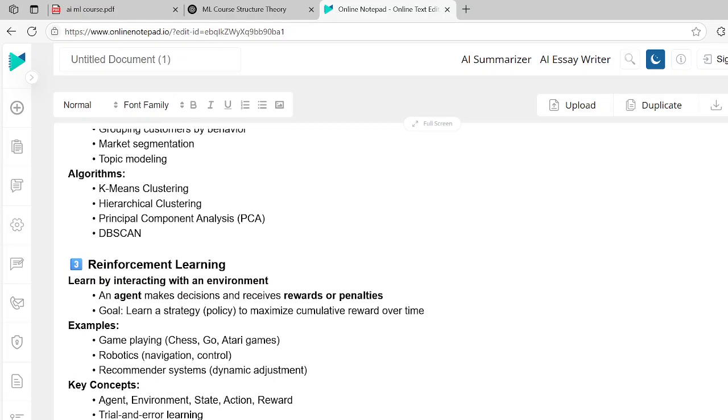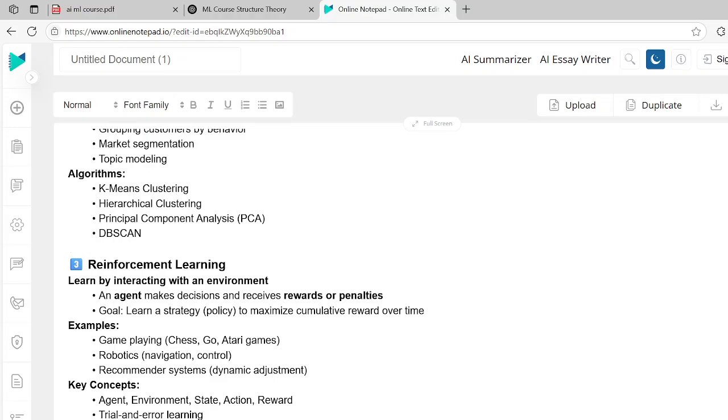And at last we have reinforced learning, or reinforcement learning. So in this we learn by interacting with an environment directly. Alright. An agent makes decisions and receives rewards or penalties. Goal: to learn a strategy or a policy to maximize cumulative rewards over time.